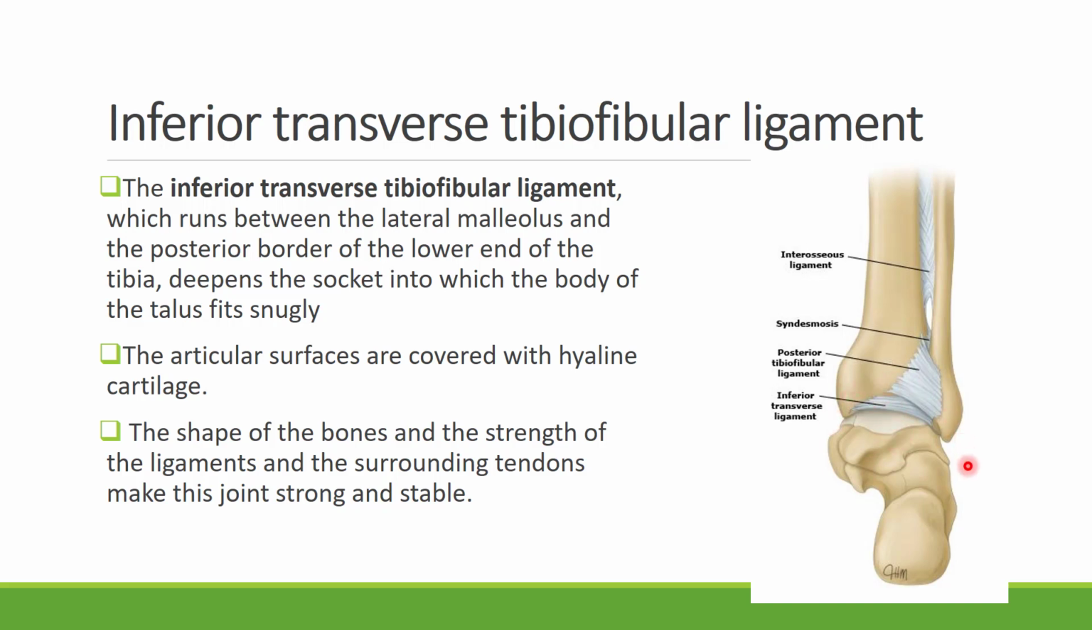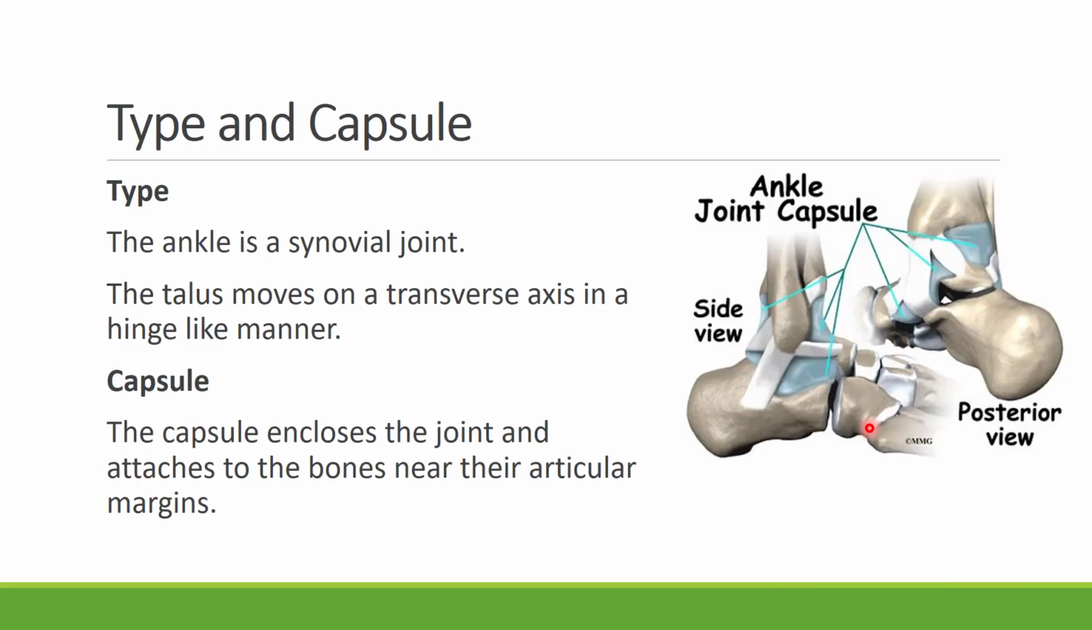The articular surfaces are covered with hyaline cartilage. The shape of the bones and the strength of the ligaments and the surrounding tendons make this joint strong and stable. What is the type of the ankle joint? The ankle joint is a synovial joint. The talus moves on the transverse axis. See here, the talus will move on a transverse axis in a hinge-like manner. So it is a hinge type of synovial joint. The capsule encloses the joint and is attached to the bones near their articular margins.